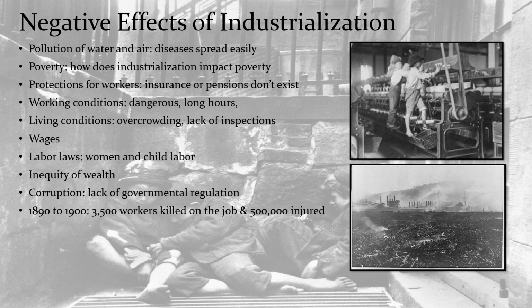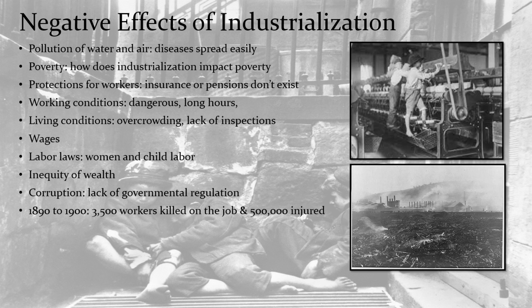So some of the negative effects of industrialization, obviously pollution, diseases are spread very easily, but pollution of water and air. There are no regulations on any of these things. So companies like the Union Stockyards are dumping gallons and gallons of soiled and just nasty water into the river with no repercussions or no concern, because nobody's saying this isn't the right thing to do or this is going to kill people. These are things that we will learn as we move forward.